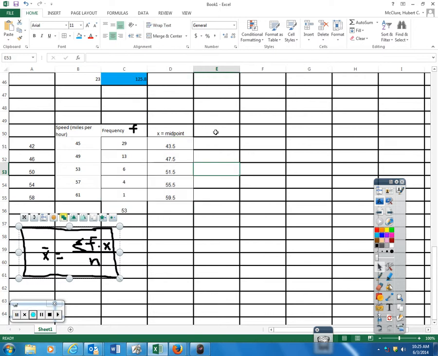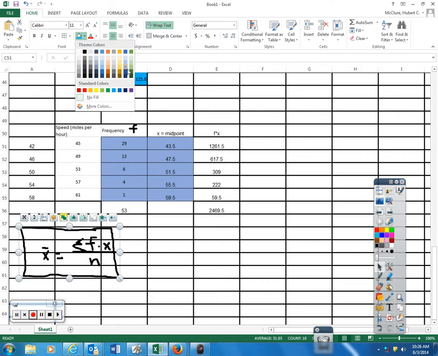Alright, so we need f times x. That's equal to your f, which is frequency, times your midpoint, and enter. And then you copy those down, and we got to add that up, because the summation of f times x means add them all up. We'll color them green, so that way you know you need them.